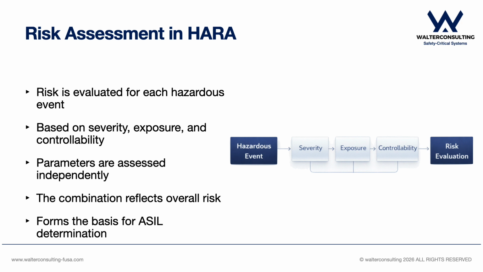Severity describes how serious the outcome could be. Exposure describes how often the situation occurs. And controllability describes whether the driver can avoid the situation. When these three are combined, they define the overall risk. And this is exactly what leads to ASIL determination. So let's take a closer look at how risk evaluation leads to ASIL.